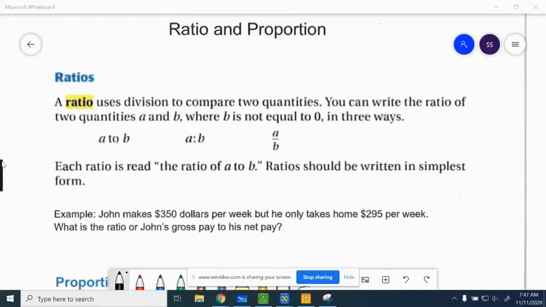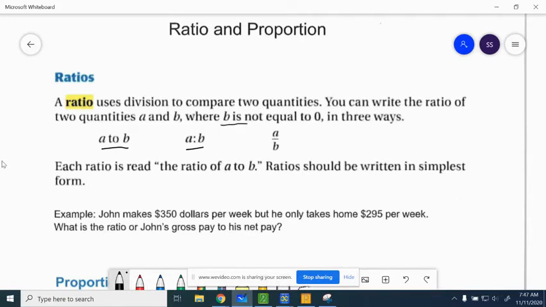Everyone, this is ratio and proportion. A ratio uses division to compare two quantities. You can write the ratio of two quantities A and B, where B is not equal to 0, in three ways. We can write that as A to B, A:B with the colon in the middle, or as a fraction A over B.